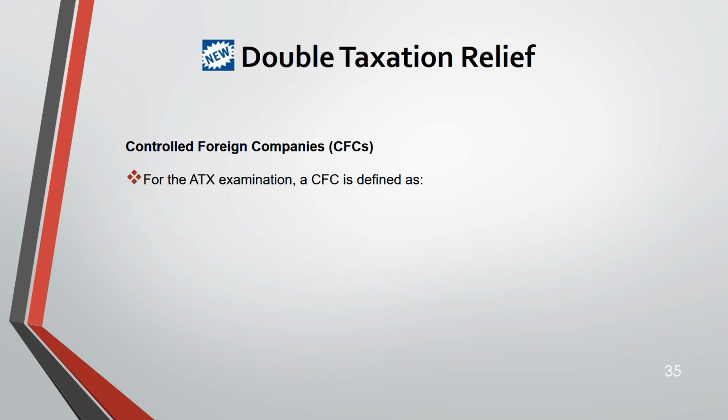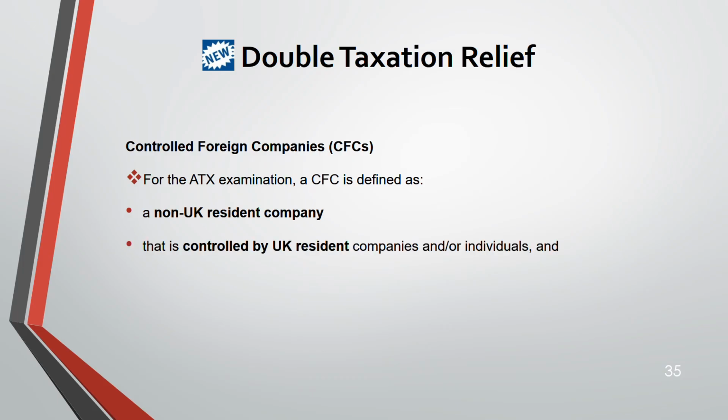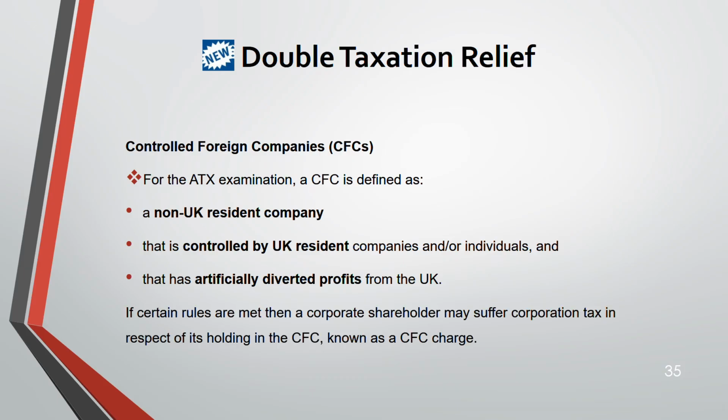Now, for your ATX exam, a CFC is defined as a non-UK resident company. It is controlled by a UK resident company, or it could be controlled by UK resident individuals also, and it has artificially diverted profit from the UK. It has to divert profit from the UK, otherwise no use of CFC. If certain rules are met, then a corporate shareholder may suffer corporation tax in respect of its holding in the CFC, known as the CFC charge. This CFC charge could be asked from here.